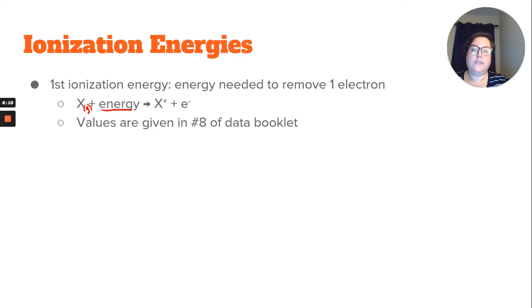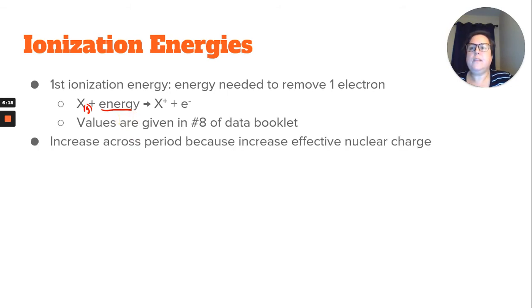These values are given to you in section 8 of your data booklet, so sometimes it might mention that, but we don't really use the values for anything. As you increase across a period, you're increasing that effective nuclear charge. So you have that nucleus, you have that electron that's out here. There's a strong attraction happening, effective nuclear charge. So it's going to require more energy to pull off that electron, pull it away from that nucleus.